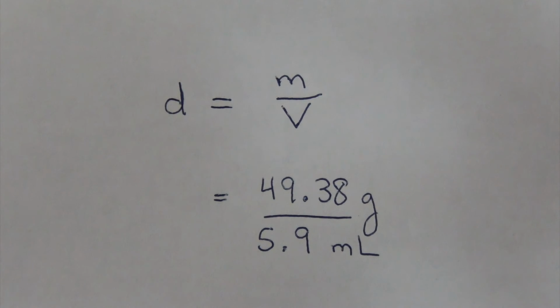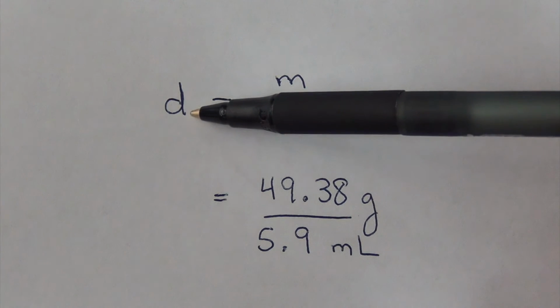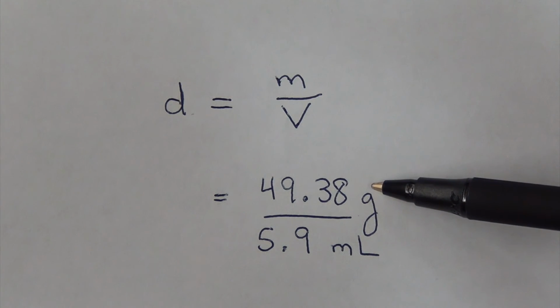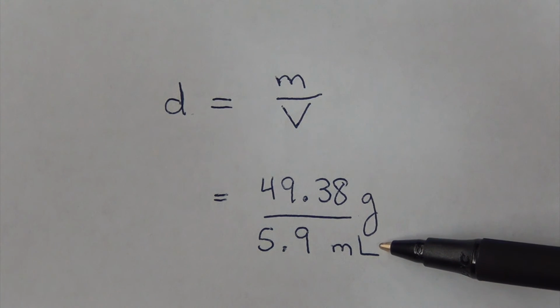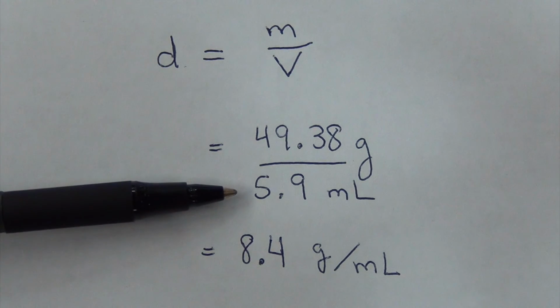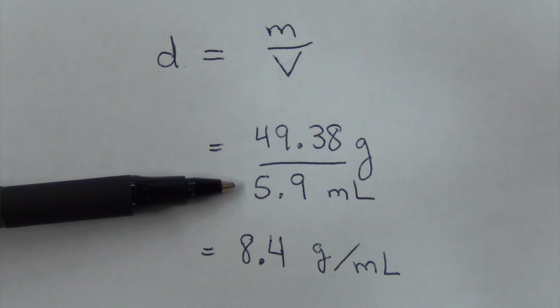Once I have the mass and the volume, I can then calculate the density. I do that by dividing the mass by the volume. 49.38 grams divided by 5.9 milliliters. Our result is recorded to the number of significant figures of the measurement that has the lowest number of significant figures, which is our volume measurement, 5.9.